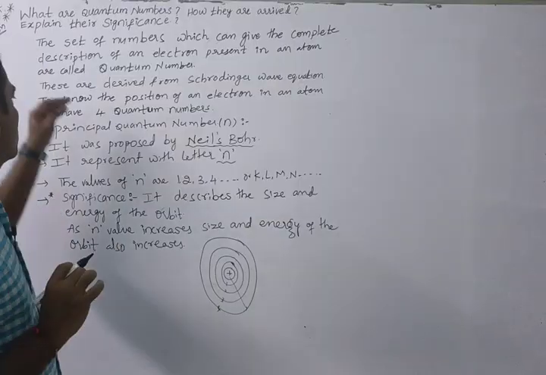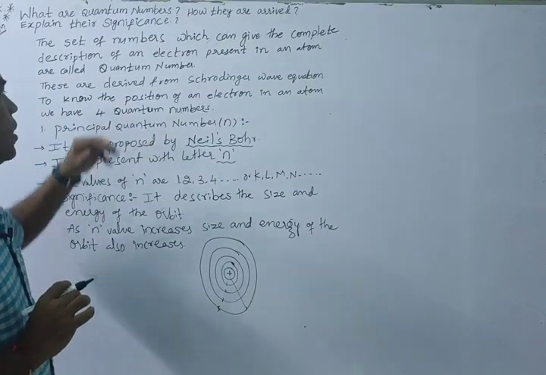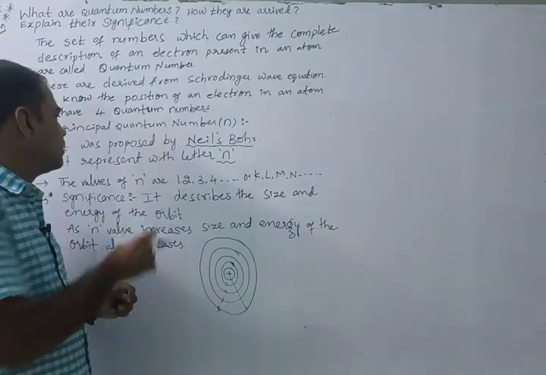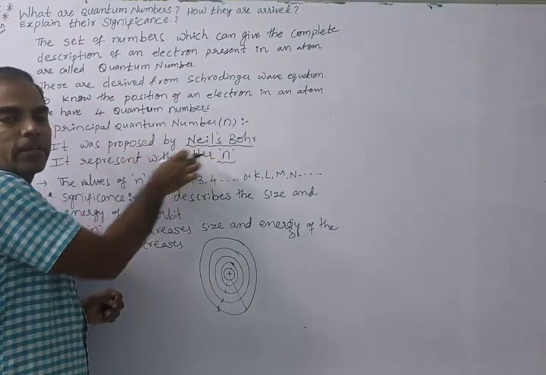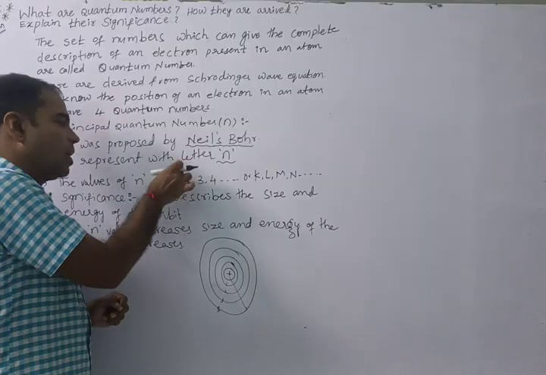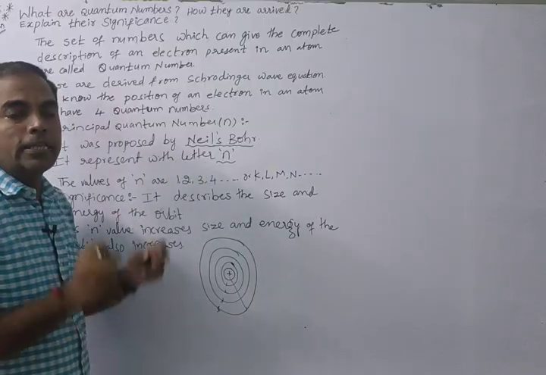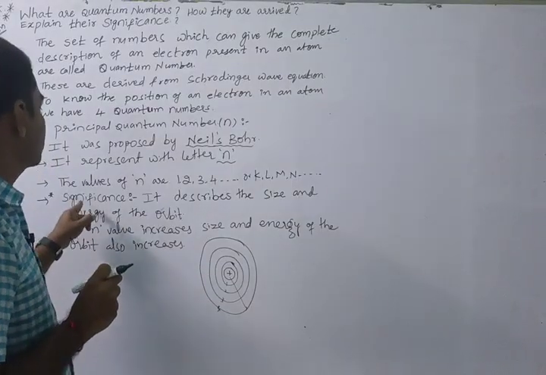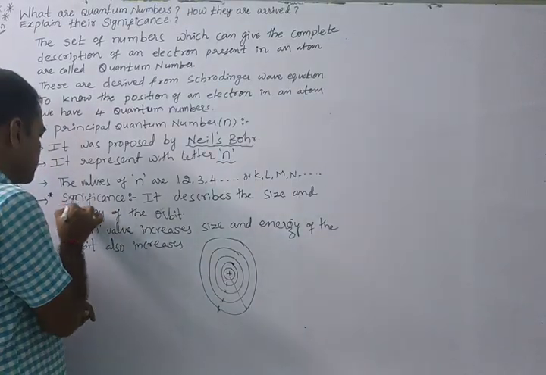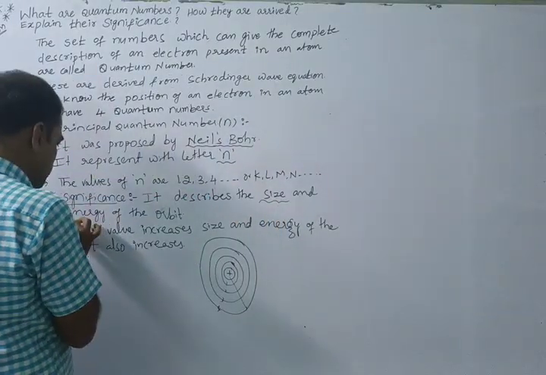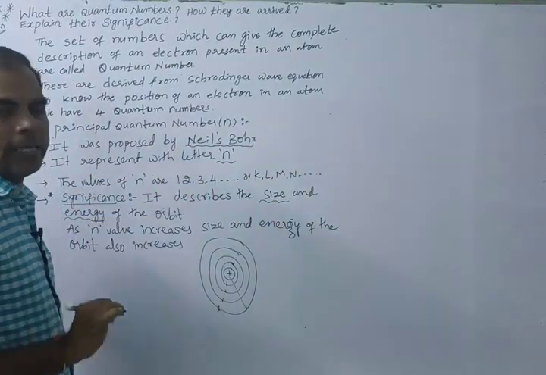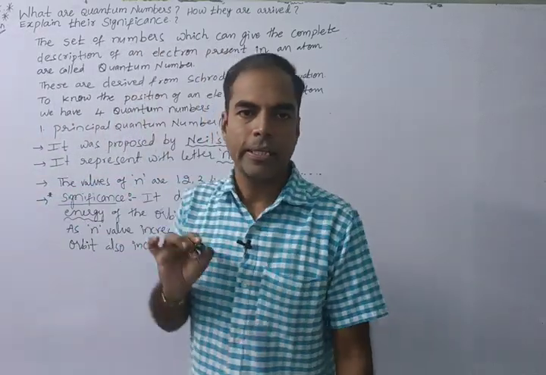Is it clear? So, the principal quantum number: simply remember it was proposed by Niels Bohr, represented with the letter n. The values of n are 1, 2, 3, 4, or K, L, M, N. The most important point is the significance: it describes the size and energy of the orbit. Is it clear?